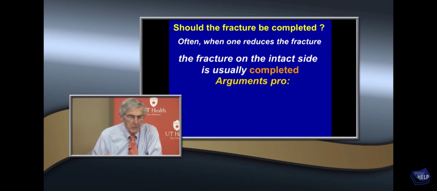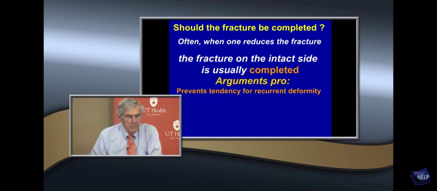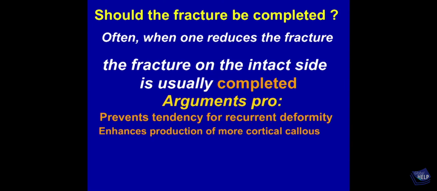Now, some people will go to great lengths to complete that. And the arguments pro are it gives you a little bit less chance of getting recurrent deformities, because if you've got plastic deformation on one cortex, it has a tendency to recur a little bit. Secondly, the fractures that are most predisposed to fail are green stick fractures, because they have incomplete callus. They have callus only on the fractured side, only on the tension side. So if you complete it, then you have a lot more callus, and so you have less chance of refracture.